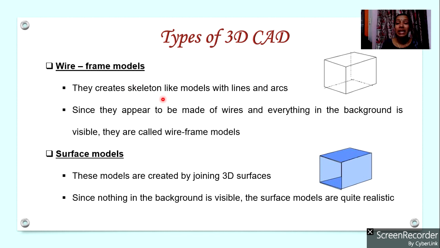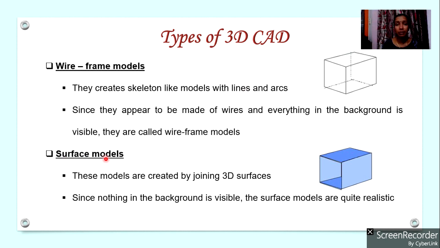They create skeleton-like models with lines and arcs. What is the speciality of a skeleton-like model? Everything in the background is visible. If a model is made with the help of lines and arcs, everything in the background is visible, so it is known as a wireframe model. This is an example of a wireframe model of a cube.